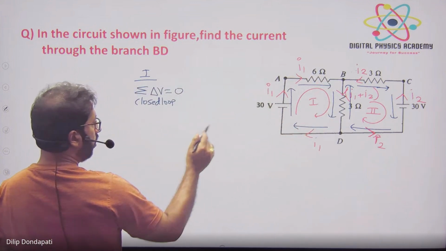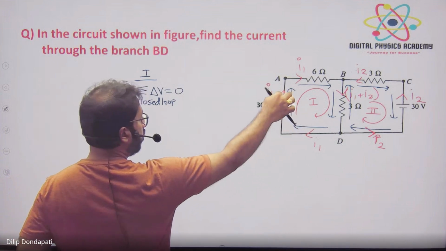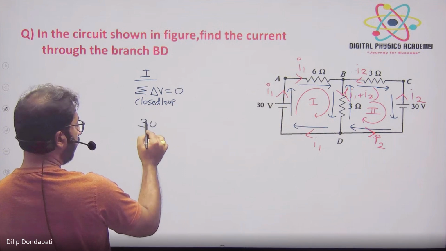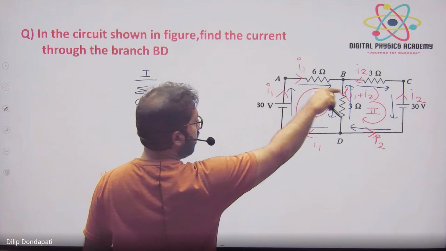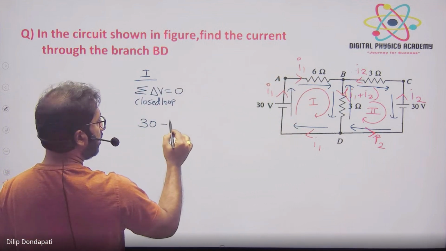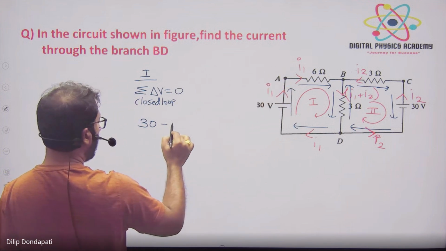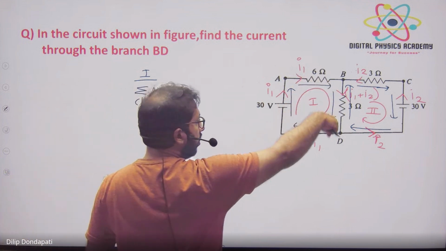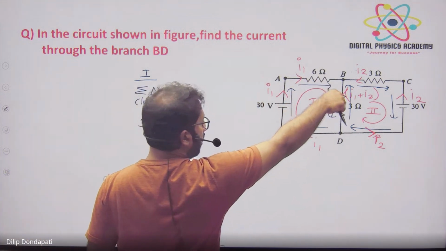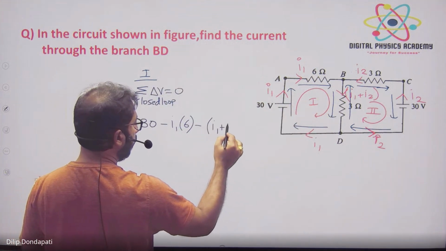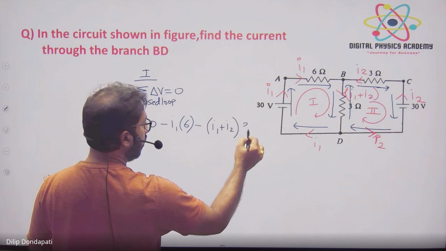What will happen here? We are going from here to here. Minus to plus you are going. Lower to higher you are going. So it is plus 30. Okay. Now here current and path are in the same direction. In same direction take minus, right? So minus, the current of that branch is how much? I1 times R is 6. Right? Here also current and path are in the same direction. Minus which one? I1 plus I2 times 3 is equal to 0.